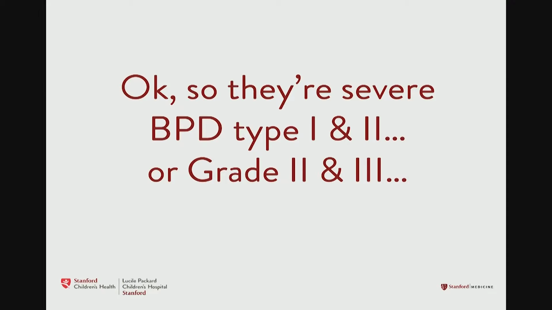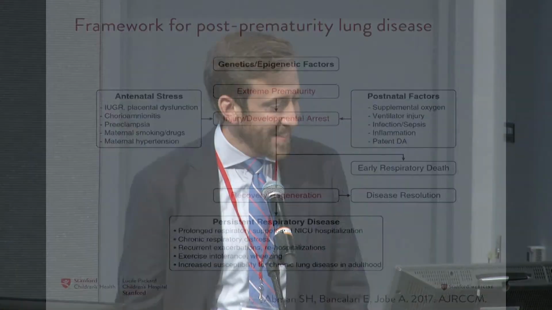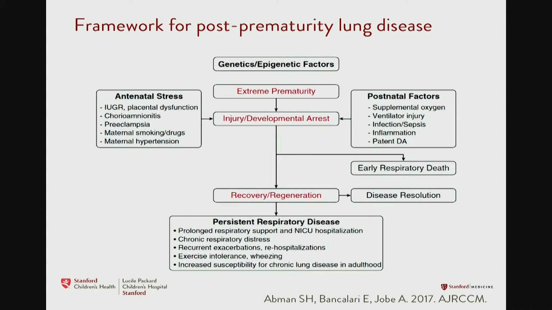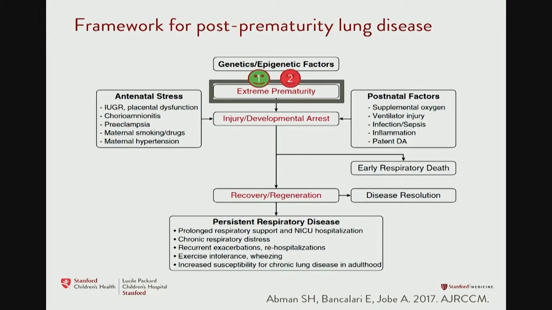What do I do with this at the bedside? Well, I go back to the literature, find another publication by Dr. Abman, and I look at the framework for post-prematurity lung disease. And so here I have our case 1 in green, our case 2 in red. Both have extreme prematurity. That would be great to focus on preventing prematurity as a first step, but if we're left with these extreme premature infants, we talked about and heard from Dr. Abman already the importance of the antenatal stressors on these infants. These infants, one was PPROM, the other had chorioamnionitis.